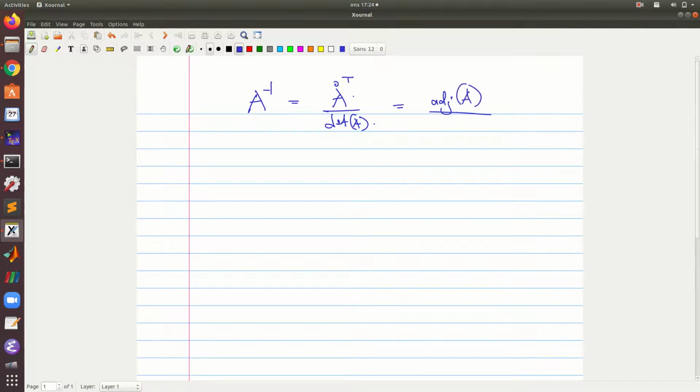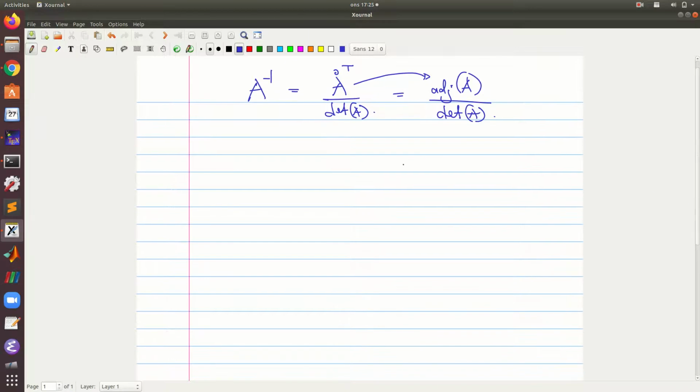The cofactor matrix transpose is the adjugate, or the adjoint, which is written in short form like this, and then times 1 over the determinant. For now we would like to look at what is called Cramer's rule.